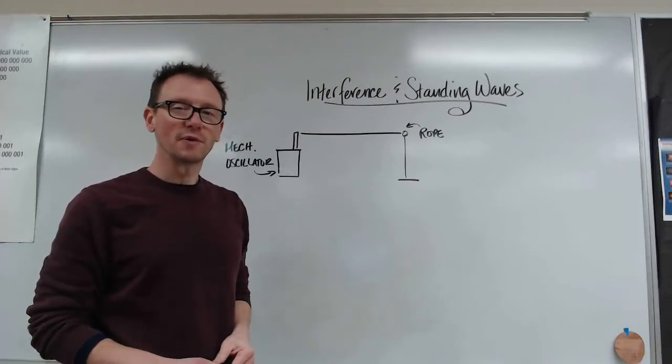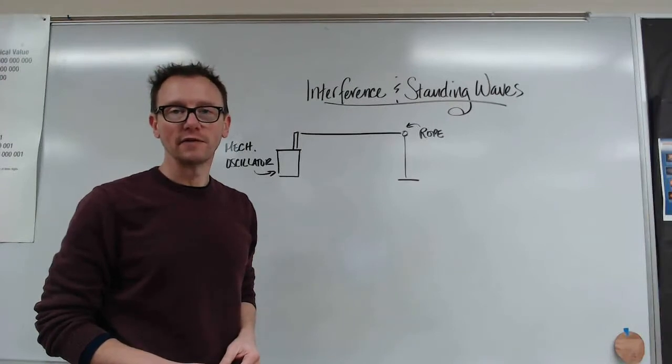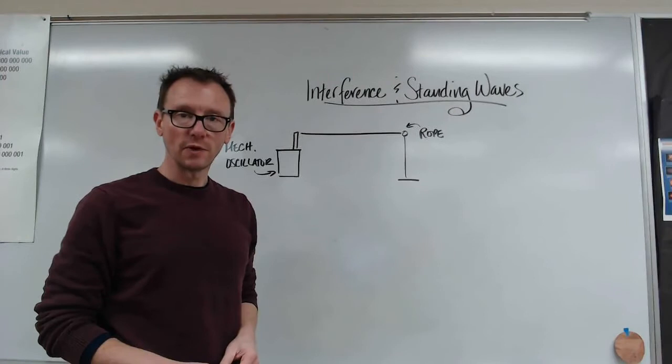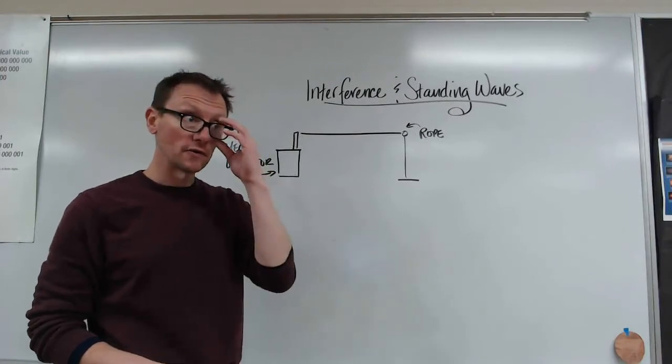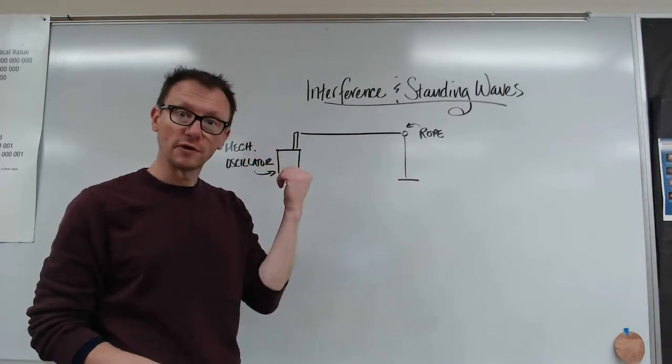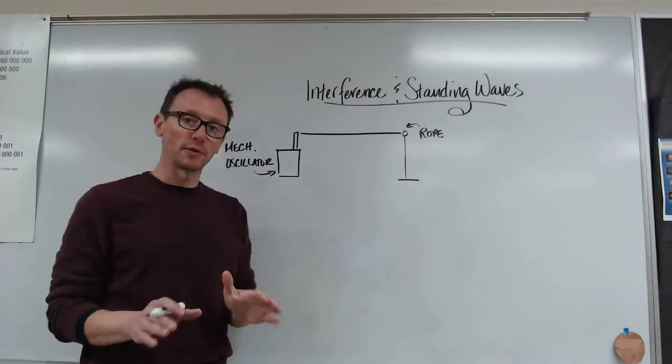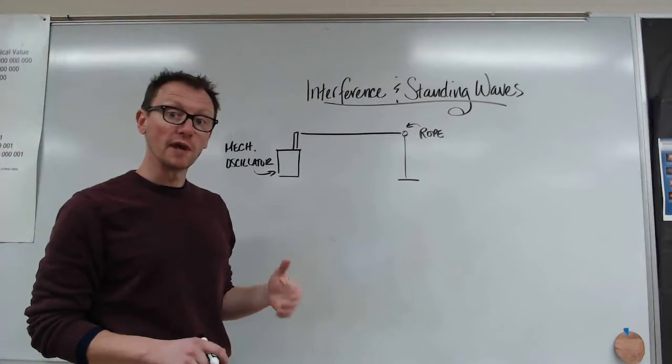And standing waves really are waves that look like they're standing still, even though they're actually moving like normal. They happen in certain situations, and those situations are similar to what you're going to see here in my diagram. So let's take a very simple case, and that simple case is waves on a rope.